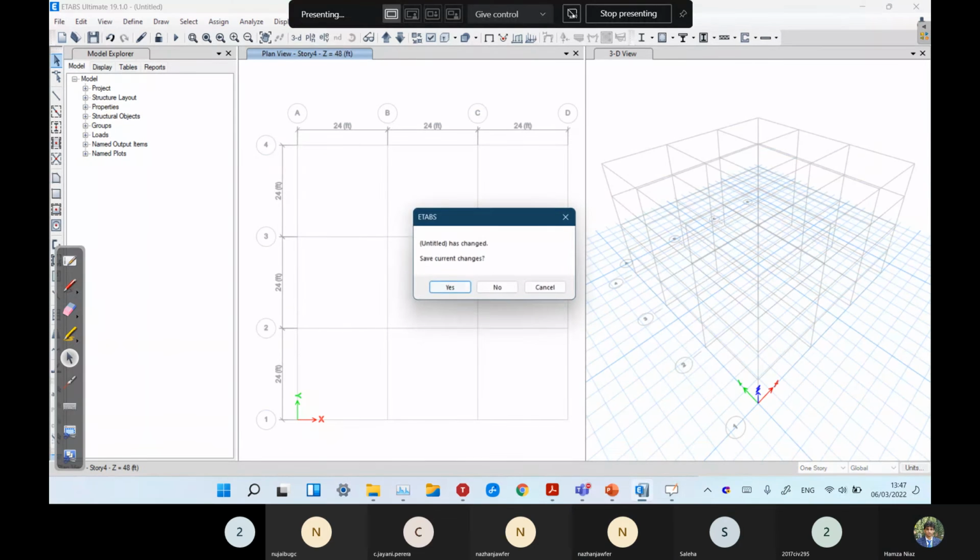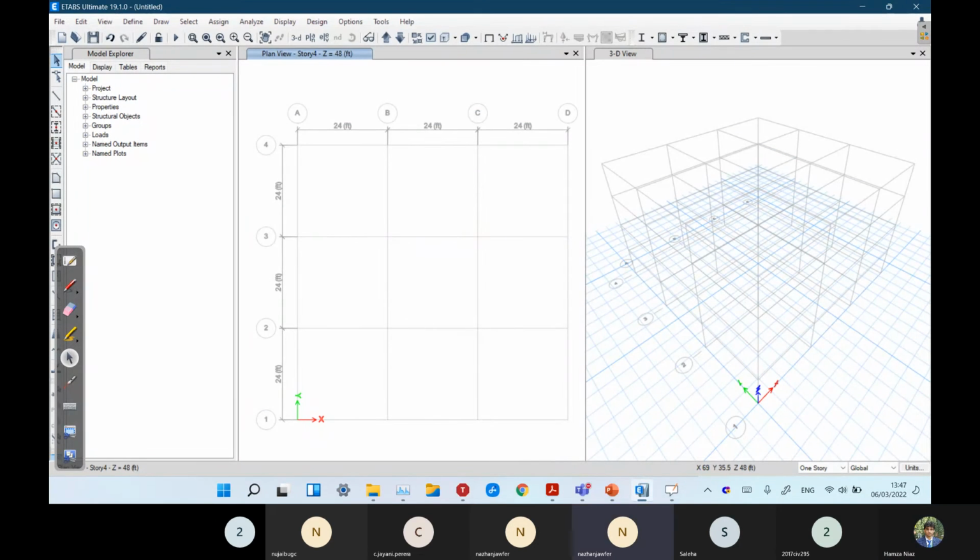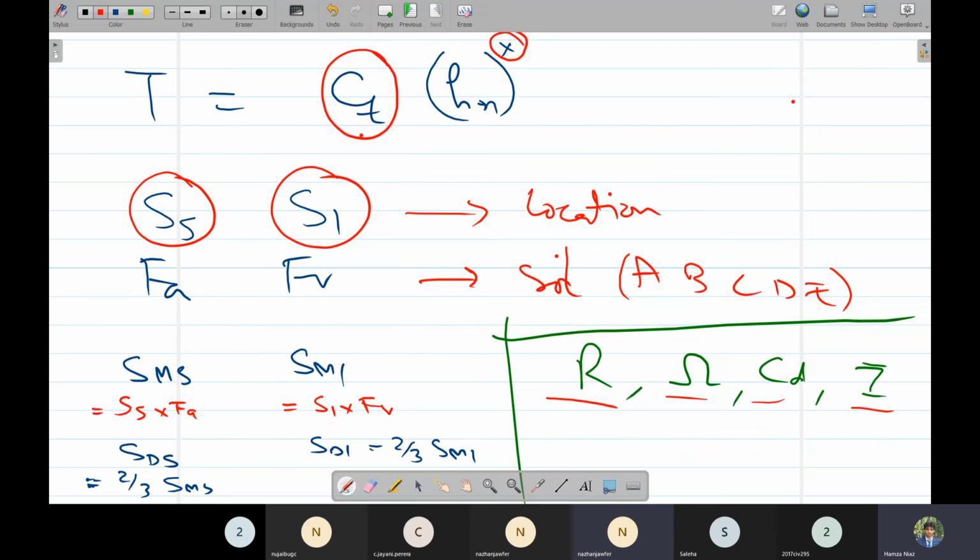Any issue, brother? Yes. In the equation T is equal to CT into HN, what is T? It is the time period of our building, like we have done in structural engineering. We calculate the time period of our building. And what is the X? X is just a power. CT and X, we can directly get from the table.